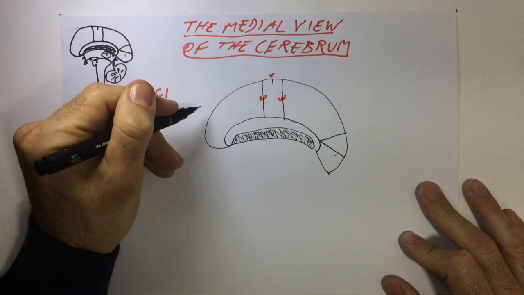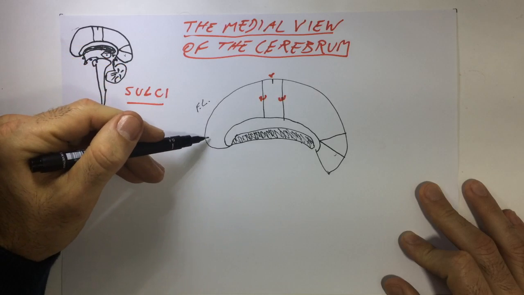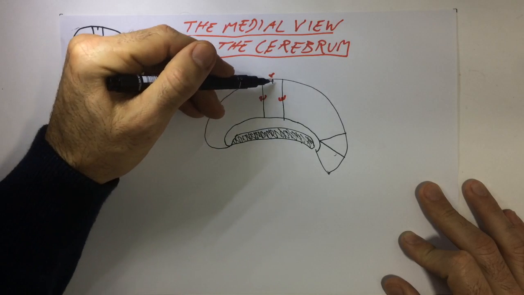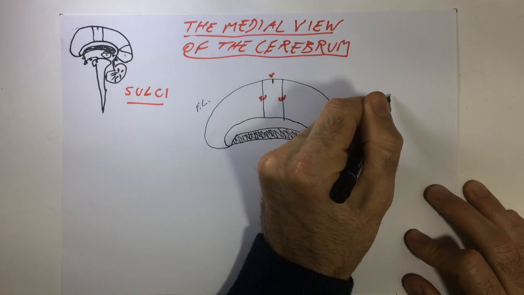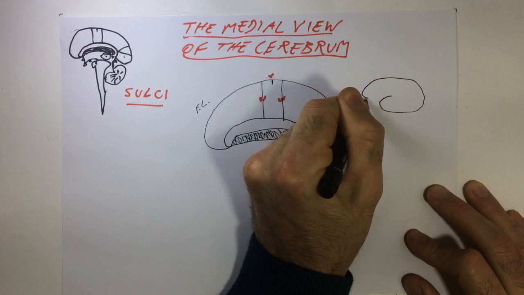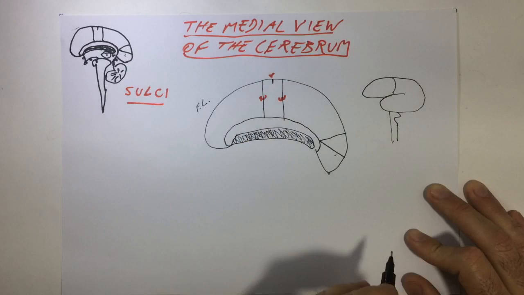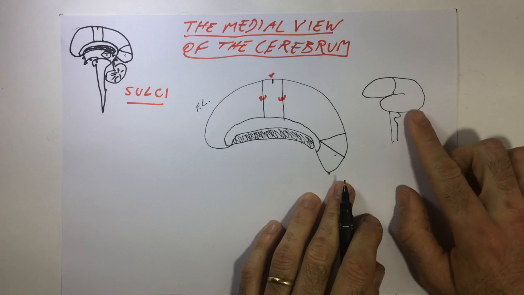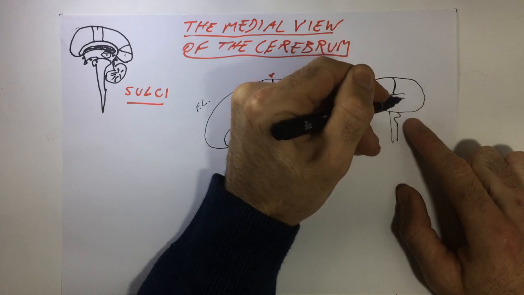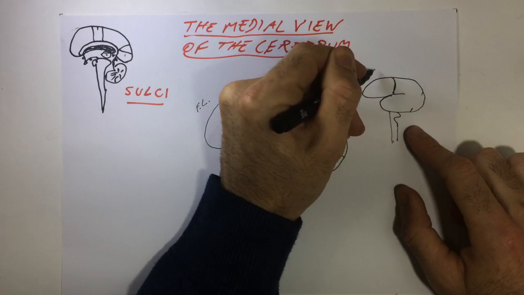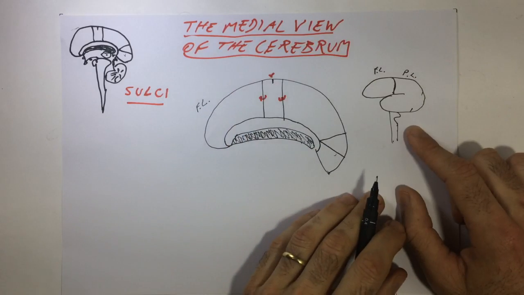this part here is the frontal lobe. So the frontal lobe starts here and it goes until the central sulcus, just like it happens actually in the lateral view. So if we get the lateral view of the brain, we're going to see that the central sulcus divides the frontal lobe and the parietal lobe.